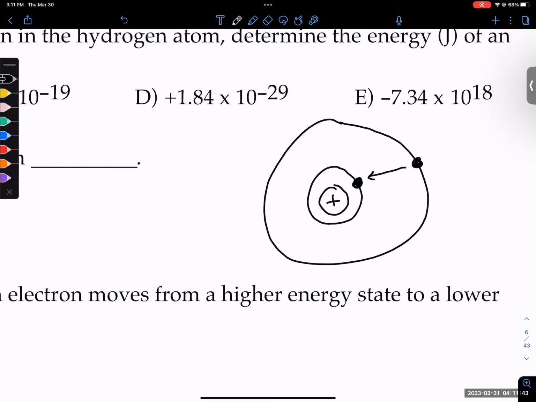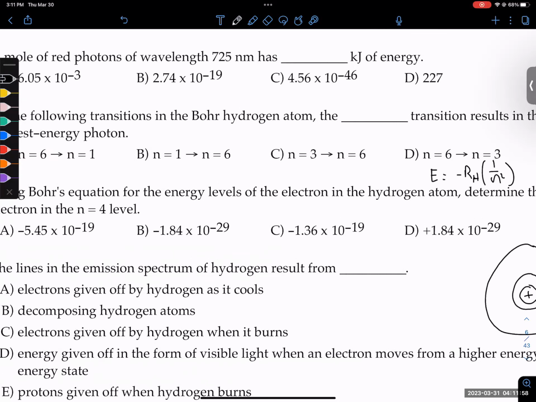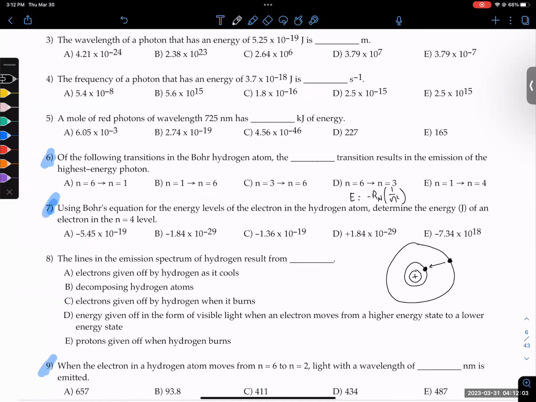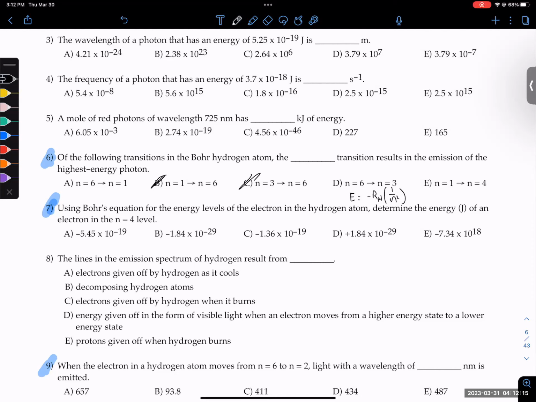So therefore, we should be looking for a number that is going from n equals... The first number that we see should be higher than the second one. So it should be going from n equals, let's say, 100 to n equals 50, not 50 to 100, right? So which ones can we eliminate right off the bat? B and C, because that's absorbing the photon. Any other one? E, right? Because those are going from a low to a high, which means that in order to do that, it has to absorb a photon of light.